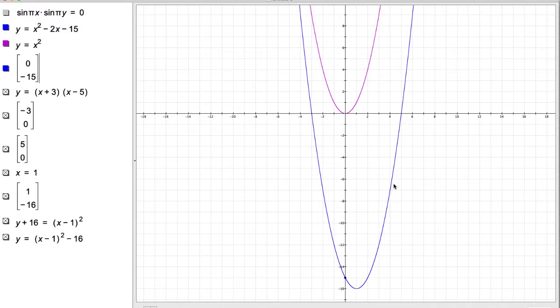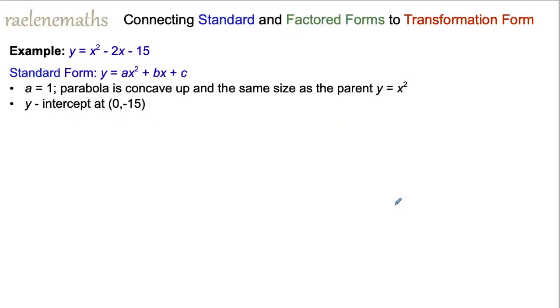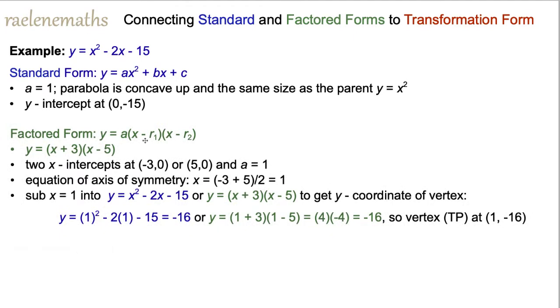Now that we've confirmed that we've got the same size as the parent and the y-intercept, let's look back to the factored form to see if we can get the x-intercepts of the parabola. So from the factored form, we have (x + 3)(x - 5). This gives us two x-intercepts located at (-3, 0) and (5, 0). We still see that a is equal to 1 because we have a coefficient in front of the brackets of 1.